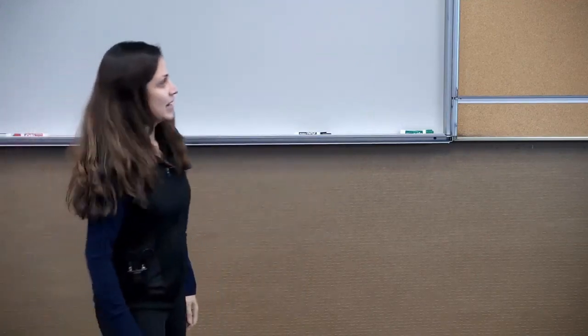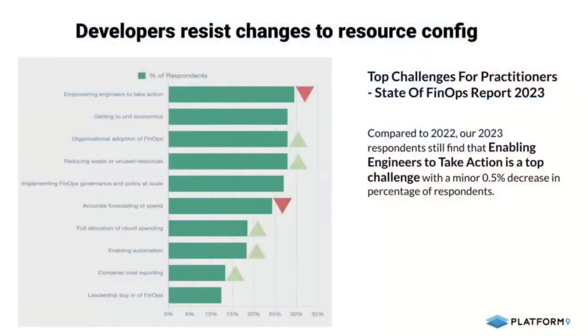In fact, FinOps.org runs this fantastic survey, the State of FinOps report. They've run it twice now. They ask the FinOps practitioners, what is your topmost challenge in making sure the FinOps practices are actually implemented? And twice in a row, they listed empowering engineers to take action, which is this loop we're talking about. Empowering them to change these configurations is the most difficult thing, the highest challenge. Just to get them to take action.